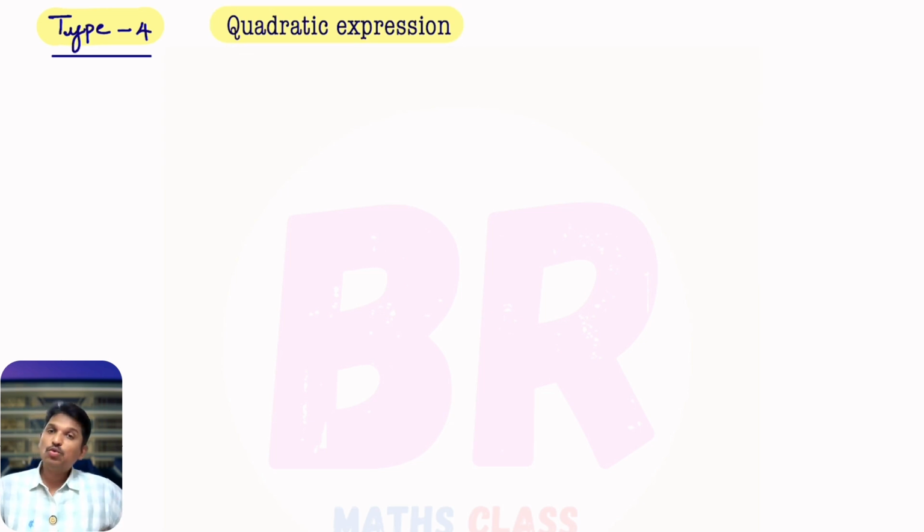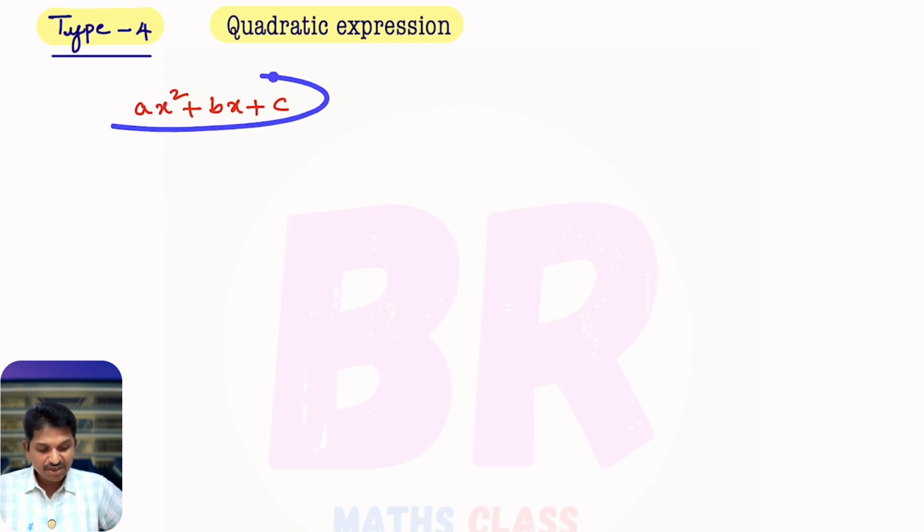Before doing inequalities linked with quadratic expression, you need to know a few interesting points in this quadratic equation. Quadratic expression means an expression of the form ax square plus bx plus c, and a is not equal to 0. Then it is a quadratic expression. You know the discriminant of this. Discriminant of this is what? B square minus 4ac.